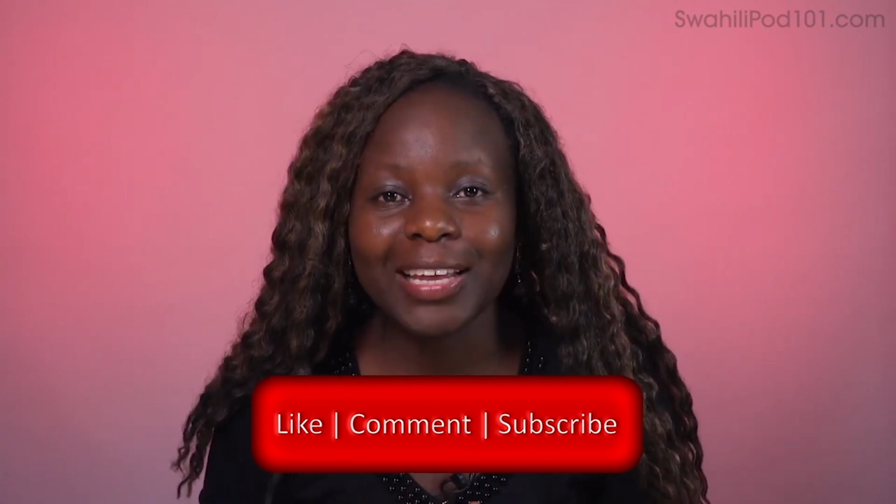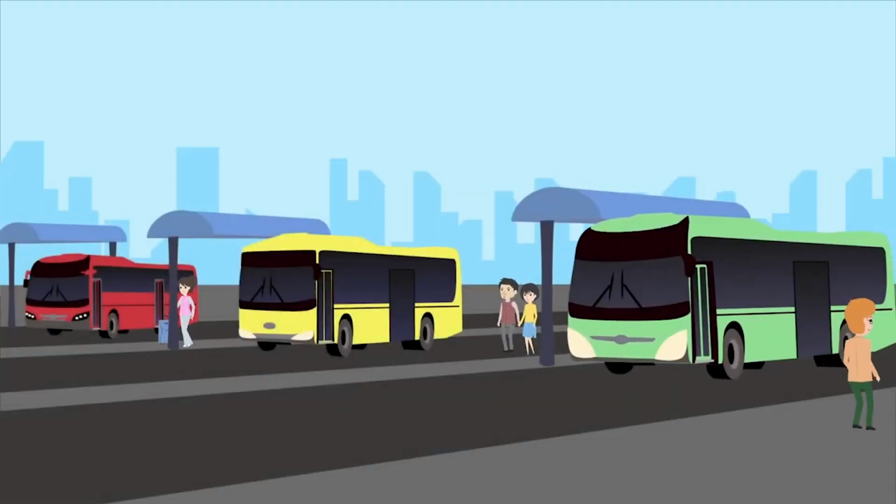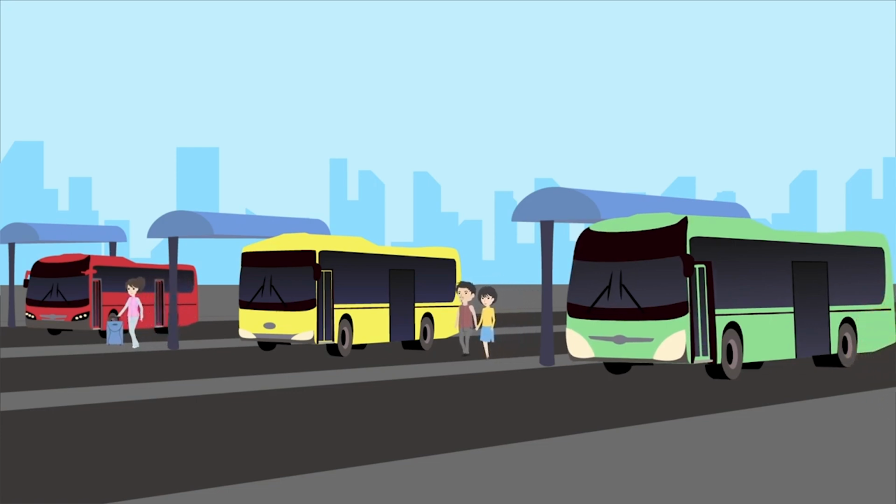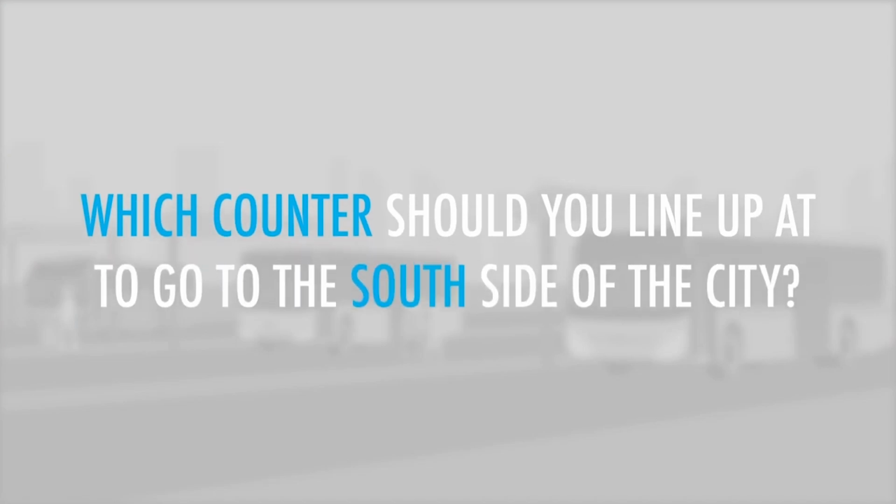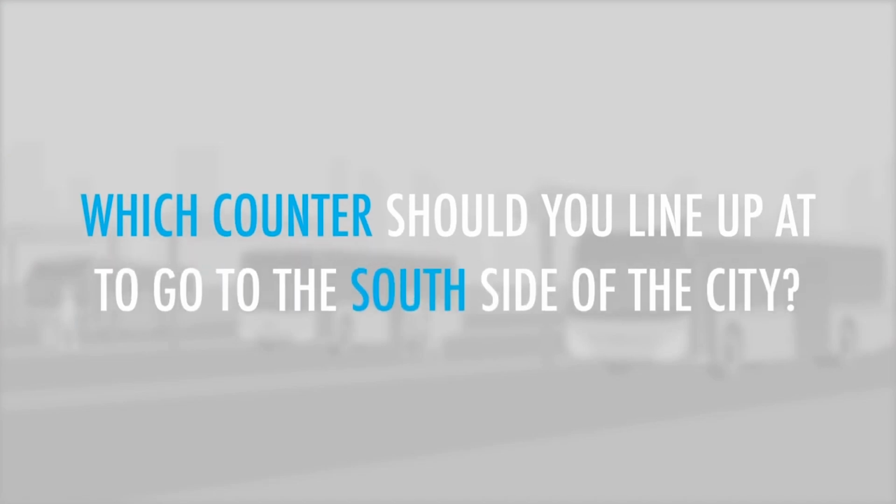swahilipod101.com, for more lessons. You are at a bus terminal where you're attempting to buy a ticket from a ticket counter. There are 4 different counters. Which counter should you line up at to go to the south side of the city?